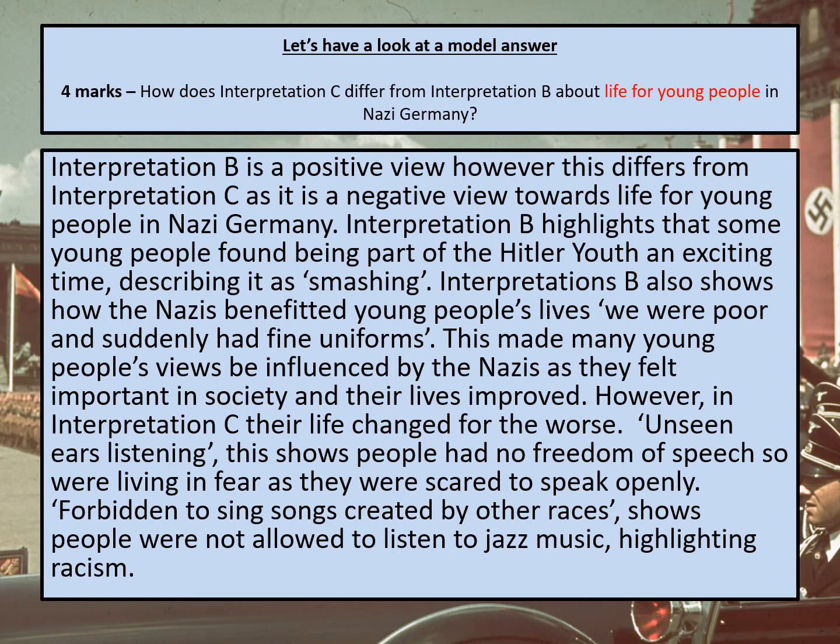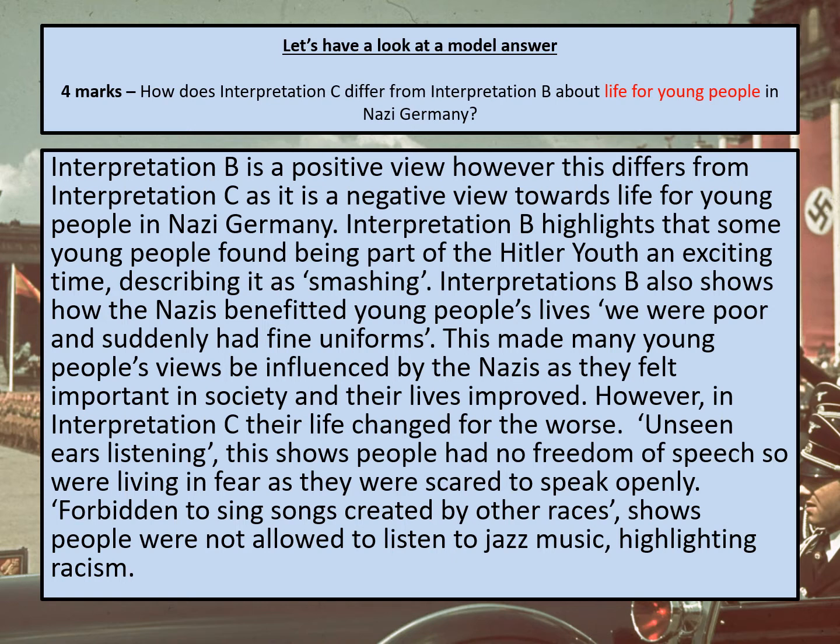Interpretation B highlights that some young people found being part of the Hitler Youth an exciting time, describing it as smashing. Interpretation B also shows how the Nazis benefited young people's lives. We were poor and suddenly had fine uniforms. This made many young people's views be influenced by the Nazis, as they felt important in society and their lives improved. However, in interpretation C, their life changed for the worse. Unseen ears were listening.